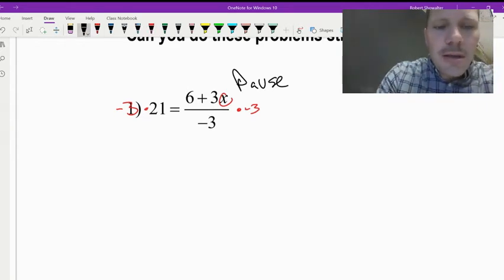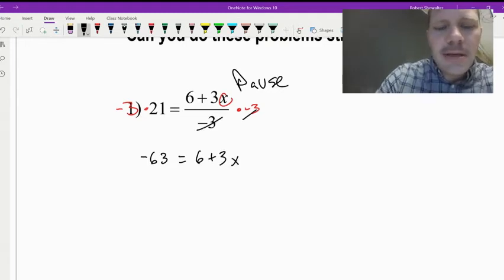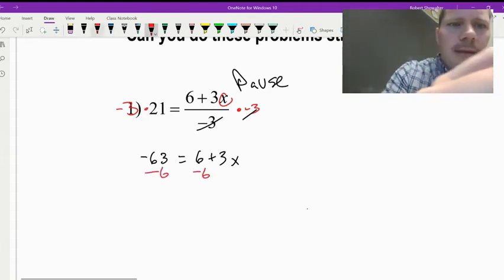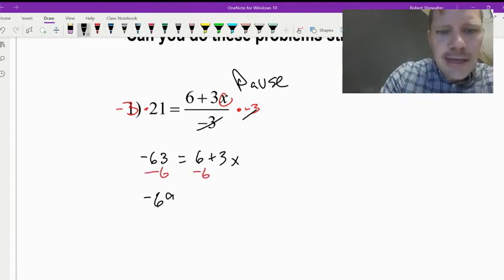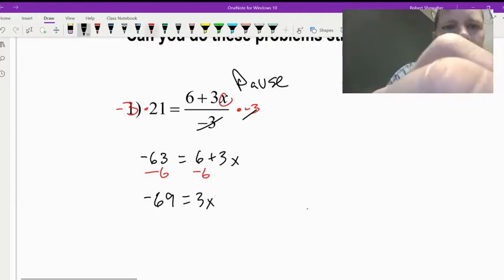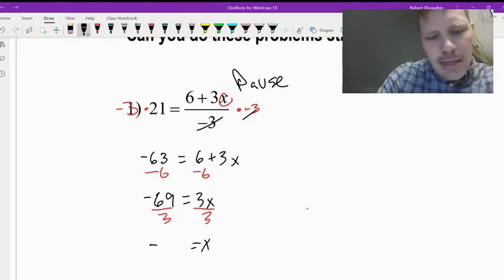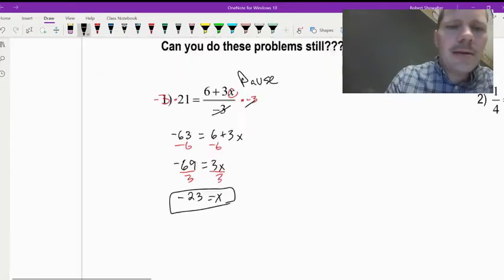So -3 times 21 is going to be -63, then we have the stuff on the top because these two things canceled. Now we can solve from here. -63 minus 6 is -69, so -69 equals 3x. Divide by 3, and we get our final answer: x equals -23. Fantastic.